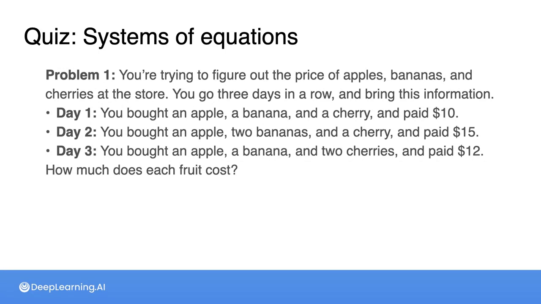On the first day, you bought an apple, a banana, and a cherry and paid $10. On the second day, you bought an apple, 2 bananas, and a cherry and paid $15. And on the third day, you bought an apple, a banana, and 2 cherries and paid $12. Now the question is, how much does each fruit cost?